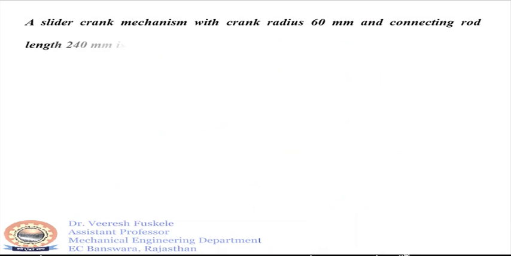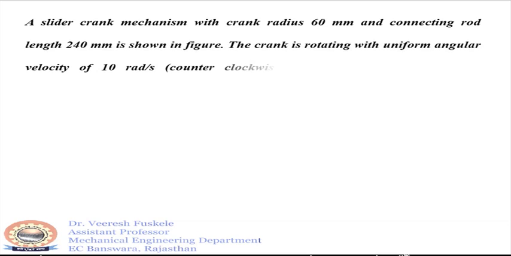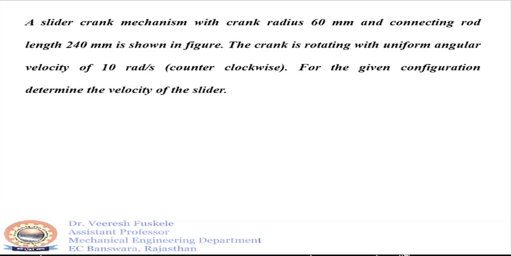The problem statement is as follows. A slider crank mechanism with crank radius 60 mm and connecting rod length 240 mm is shown in figure. The crank is rotating with uniform angular velocity of 10 radians per second counterclockwise. For the given configuration, determine the velocity of the slider.